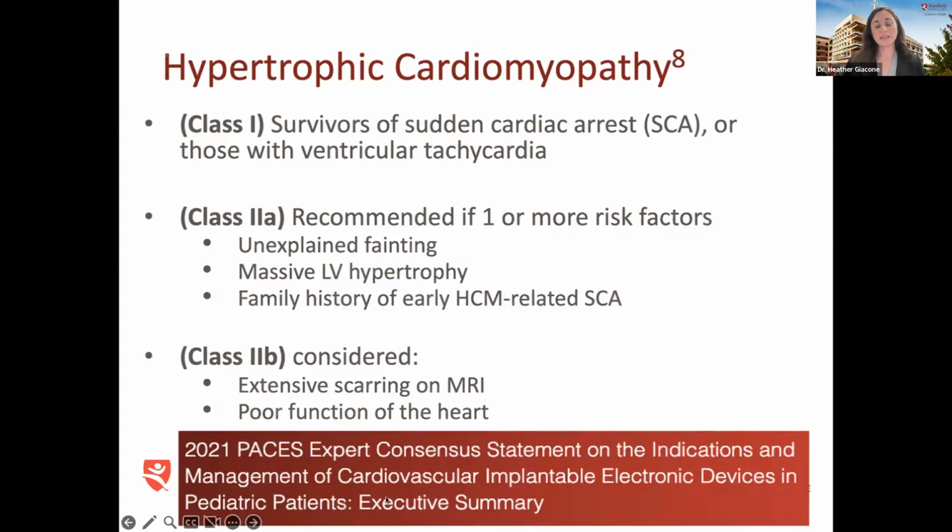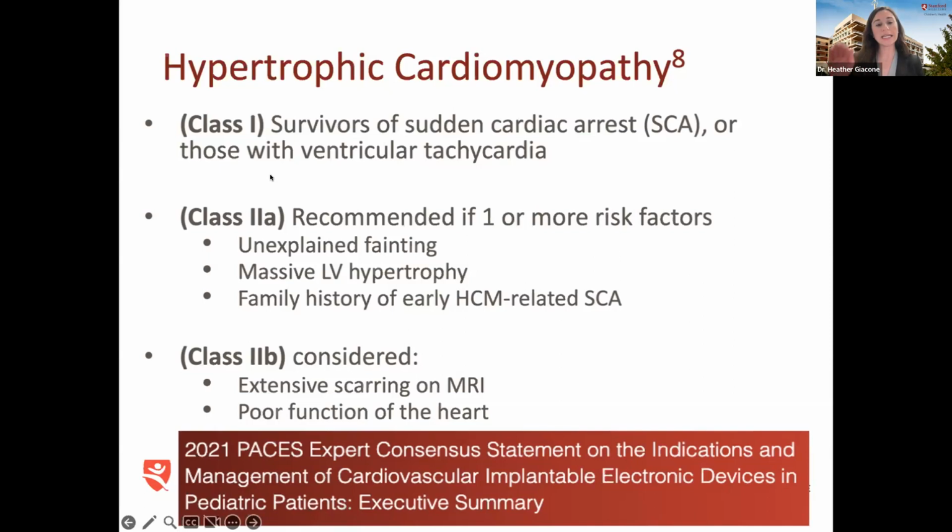So now going back to some data, what do we know? What are the risks? So we have a class system of recommendations. And by no means do I want you to memorize all of these. This is more so just how the physician thinks about risk factors for me with hypertrophic cardiomyopathy. So the classes give us recommendations. A class 1 is a very strong recommendation saying you should have an ICD. And so this is patients that have had a sudden cardiac arrest before or those with ventricular tachycardia.